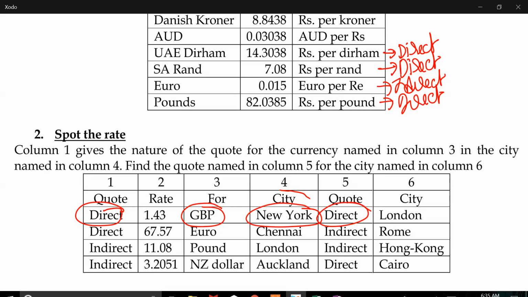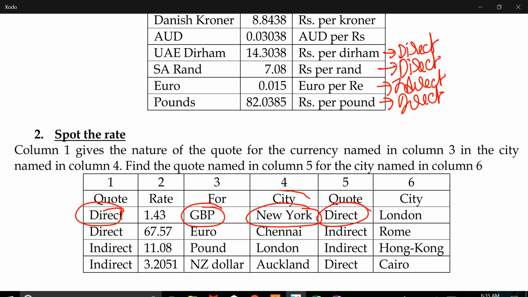Can you tell me what is the indirect quote in Rome? What they need is the indirect quote in Rome. Think again. It's the same quote. No, why are you changing the quote? I have told you a direct quote in India becomes an indirect quote in Rome. It's a direct quote in India. What they want is an indirect quote in Rome.